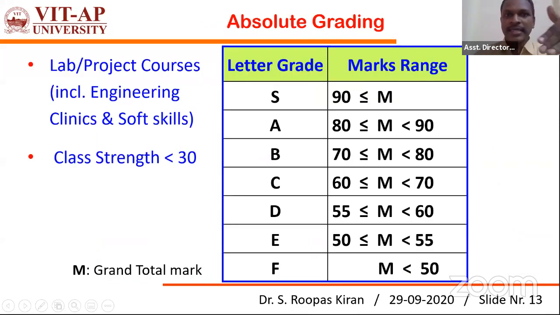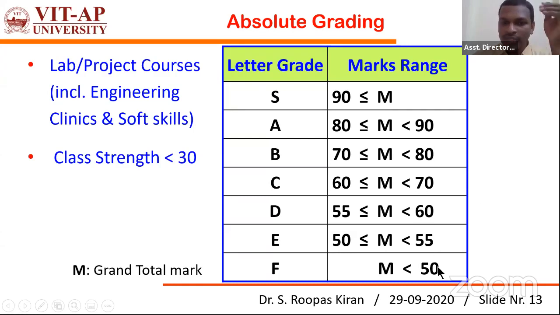Now let us see the absolute and relative grading processes very carefully. For all these lab-only or project-only courses, including these engineering clinics and soft skills, for all these courses we follow absolute grading. Also, if the number of students in a particular class is less than 30, the grading approach we follow is absolute grading. Why do we call this absolute grading? Because the numbers you see here are absolute numbers. So there is no change.